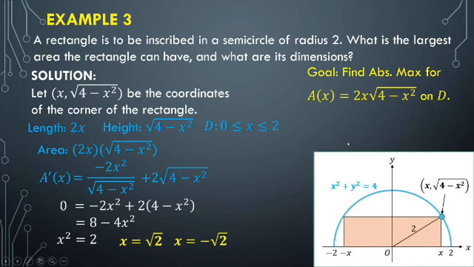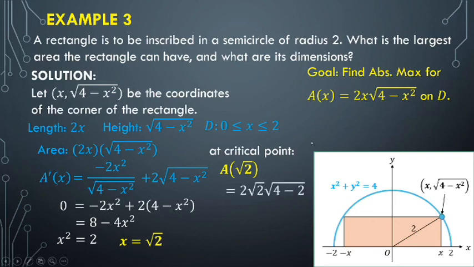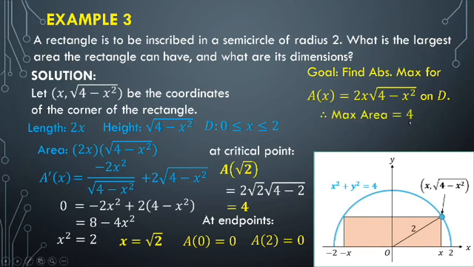But what we are looking for is positive x. So this one is not included. So this will become our critical point. At the critical point, A of square root of 2. Let's substitute into the function here. So 2 times square root of 2 times square root of 4 minus square root of 2 squared, which is 2. Therefore, we have area equal to 4. And at the endpoints, A of 0 is 0. A of 2 is 2 times 2, but 2 squared is 4, and 4 minus 4 is 0, so times 0 still. So it is 0 also. Therefore, the maximum area is equal to 4.